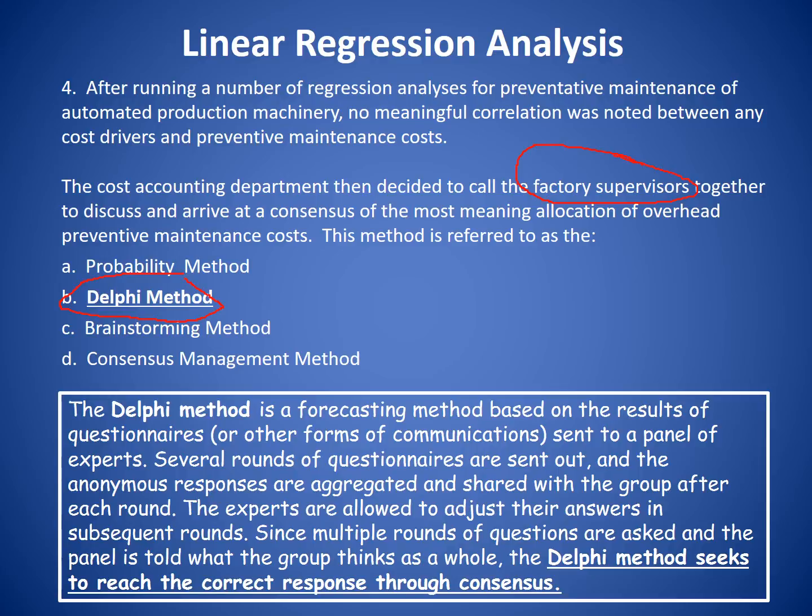Typically several rounds of questionnaires are sent out, or discussions are held, and anonymous responses are aggregated and shared with the group after each round. Then the experts, after they review all the results, are permitted to adjust their answers in subsequent rounds, with the goal eventually of achieving some form of acceptable or correct response through a form of consensus.